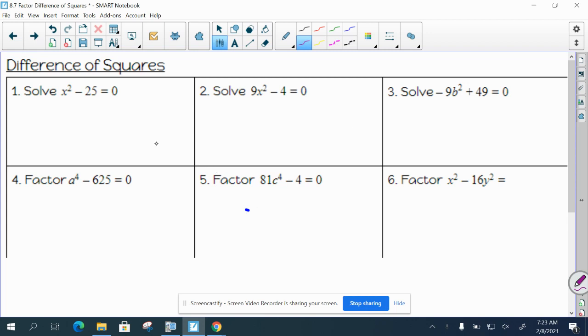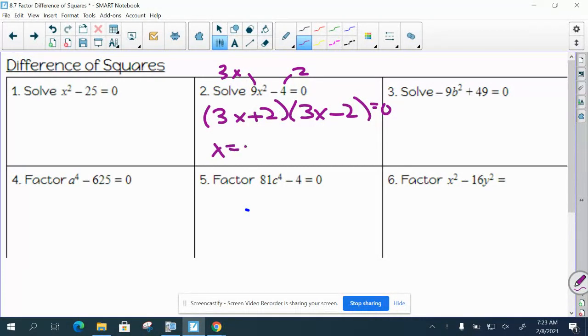All right, so I'm actually going to leave some of the easier examples for you to solve on your own, but we'll talk about some that are not as easy. So number 1 would be easy for you to do on your own. Number 2, 9x squared and 4 are both perfect squares, so we can factor it. Now this would be 3x, and this would be 2, so we would have 3x plus 2 times 3x minus 2. And then now if we want to find the solutions, we subtract 2 and divide by 3, so negative 2/3 and positive 2/3.